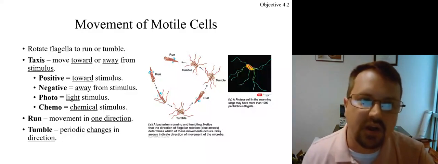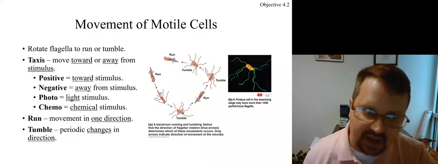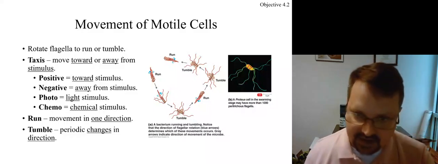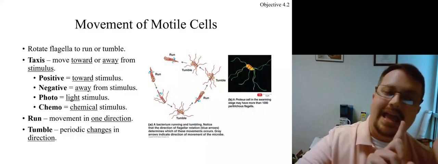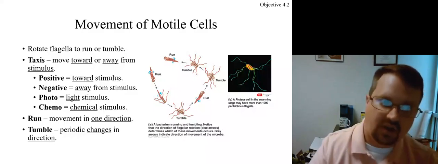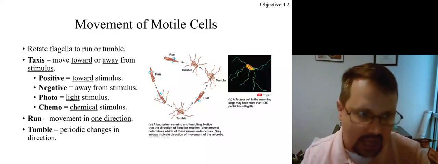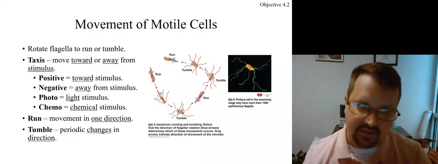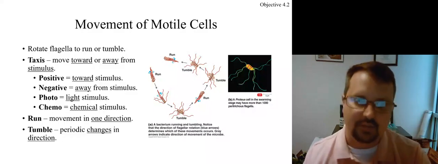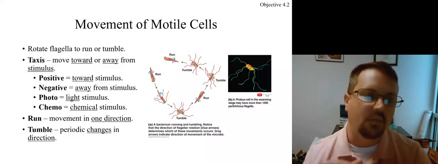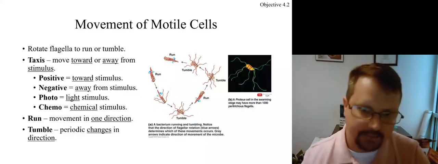Taxis is a word we use to move towards or away from something. If something moves towards, we call that a positive taxis. If it moves away, we call it a negative taxis. For example, there could be a positive chemotaxis when a chemical cue brings something towards it, or a positive phototaxis when something moves towards the light. Negative is when you move away, like a negative chemotaxis or negative phototaxis. Photo means it's a light stimulus. Chemo means it's a chemical stimulus. A run is in one direction. A tumble is when it changes directions periodically.